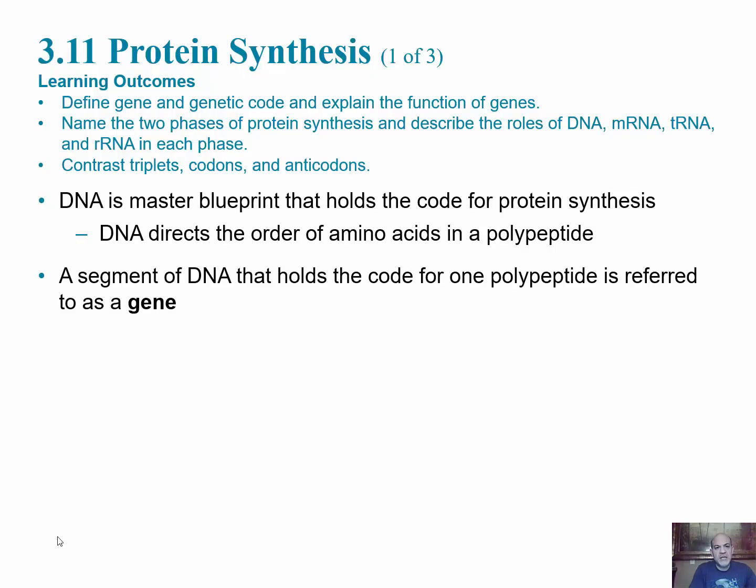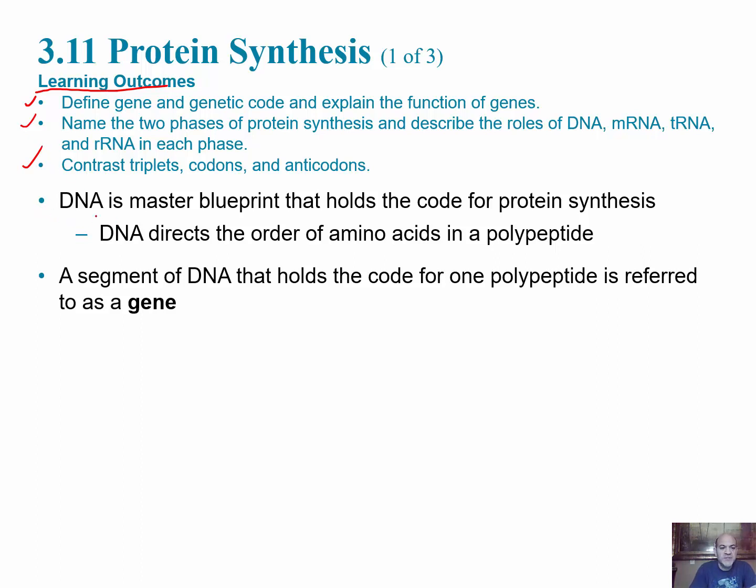So in section 3.11, we're going to be looking at protein synthesis, and your learning outcomes are going to be to define gene and genetic code and explain the function of a gene, and then name the two phases of protein synthesis and describe the role of DNA, mRNA, tRNA, and rRNA in each phase, and then contrast triplets, codons, and anticodons.